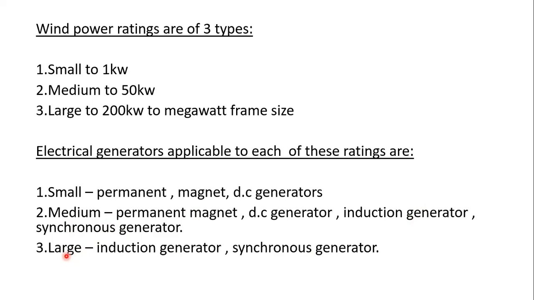And next, large: induction generators or synchronous generators. Only these two. Permanent magnet and DC generators will be eliminated for large. Okay, so the electrical control strategy employed for any particular scheme can be designed to affect the control of the generator, the power transmission link, or the loads.